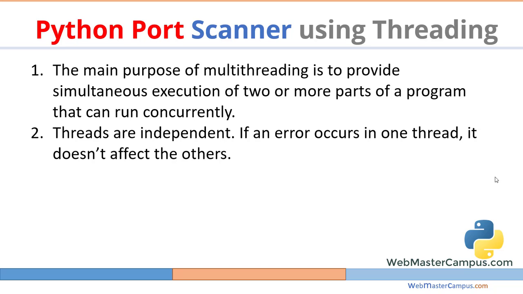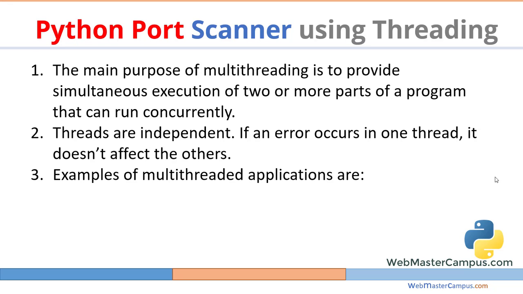Threads are independent. If an error occurs in one thread, it doesn't affect the other threads. Examples of multi-threaded applications are web browsers, like Chrome, Firefox, and Edge. You open Google in one tab, Bing in another tab, you are checking Gmail, you are opening YouTube, multiple websites. So a web browser is the best example of a multi-threaded application. Each independent thread is working, and one thread doesn't affect the other threads.